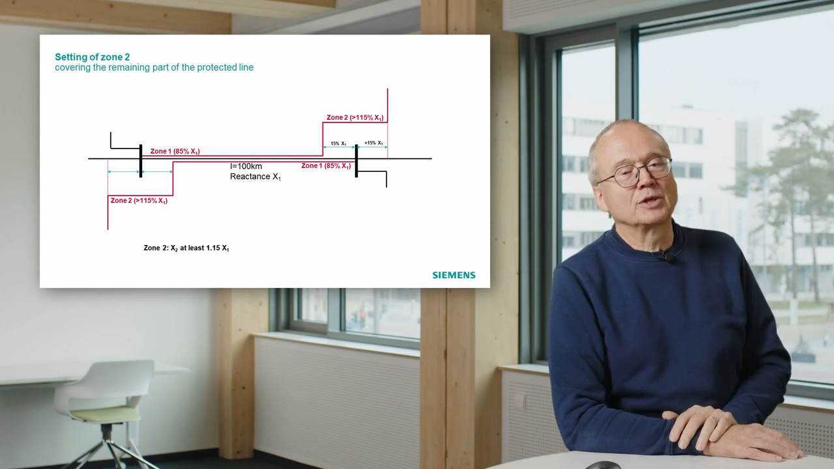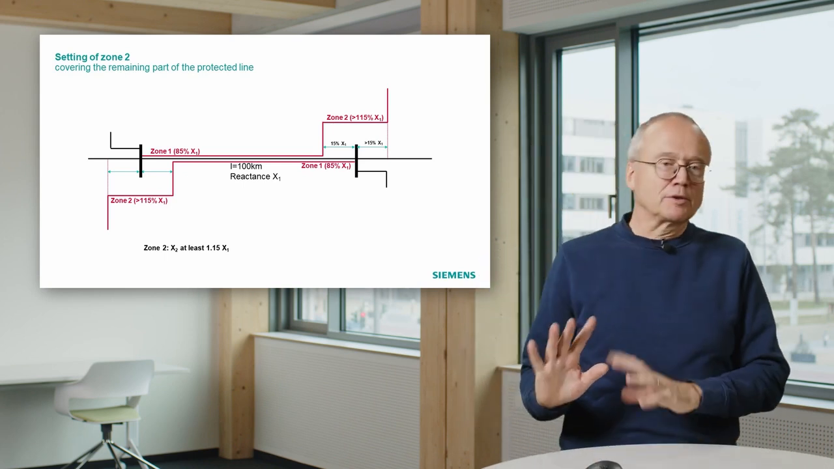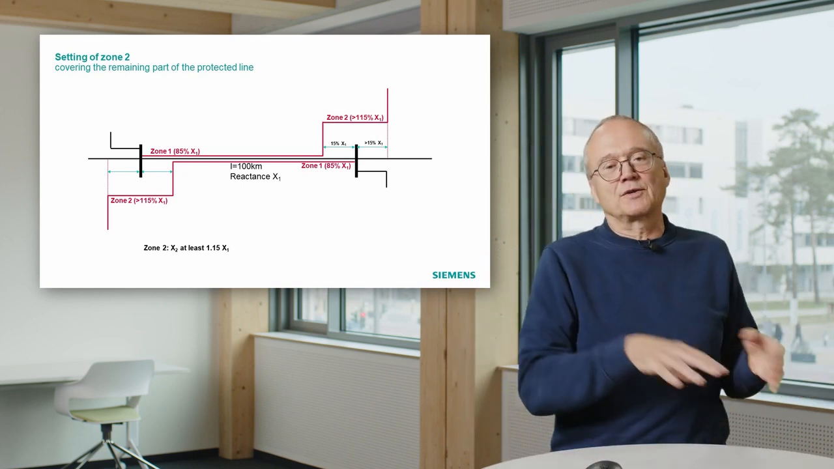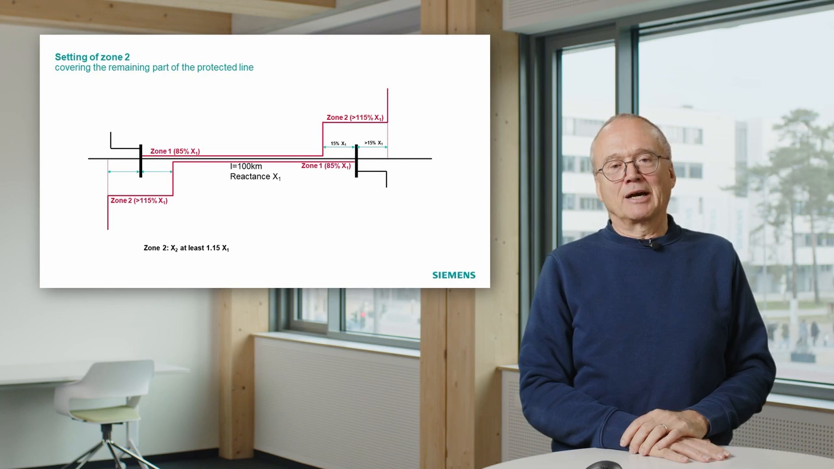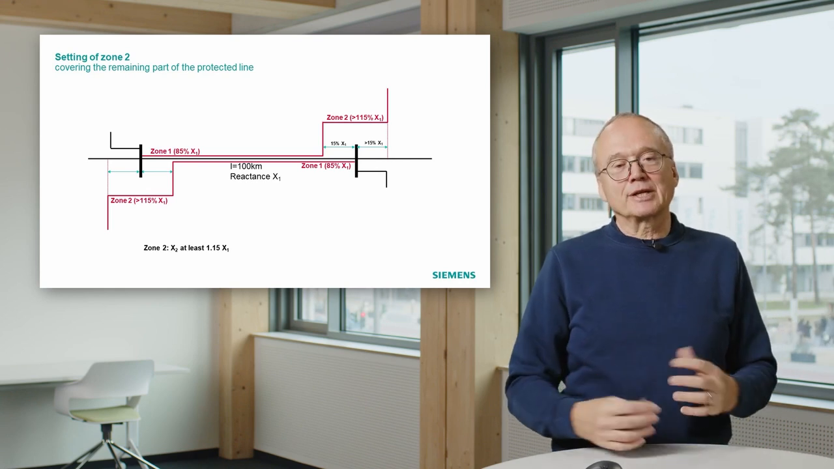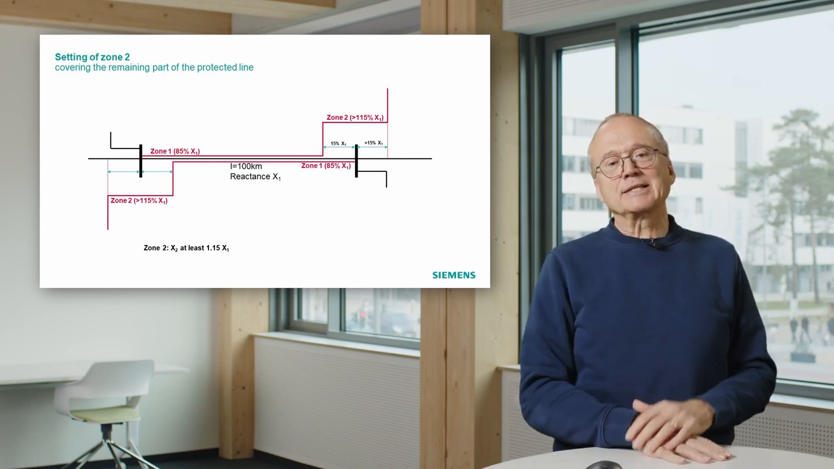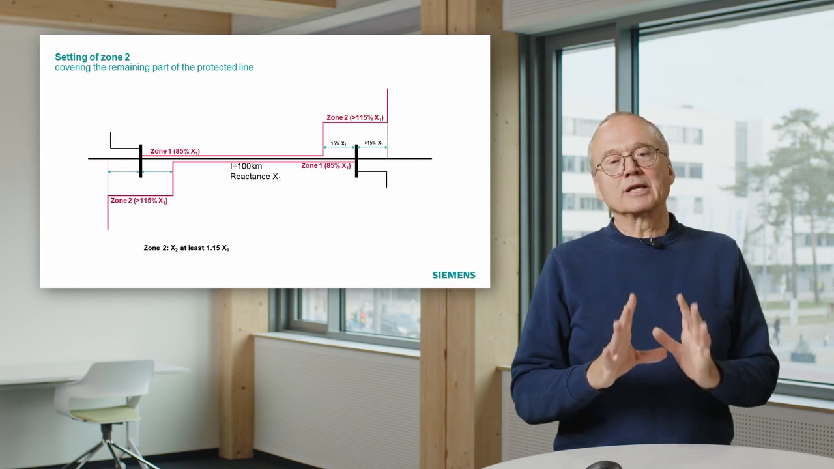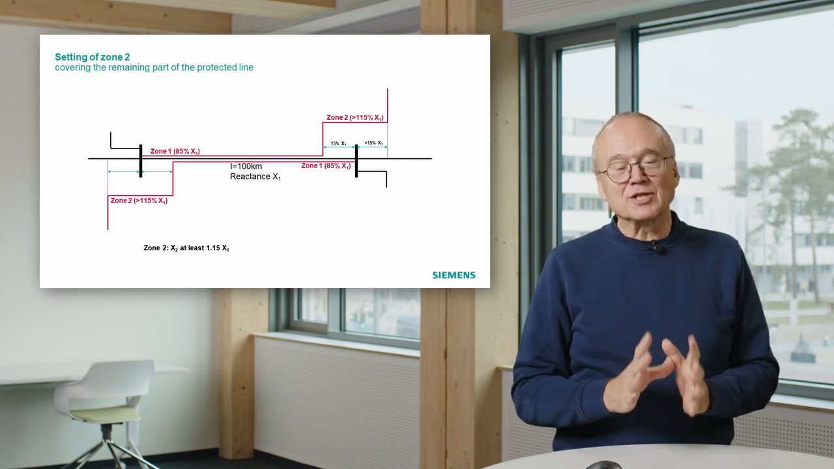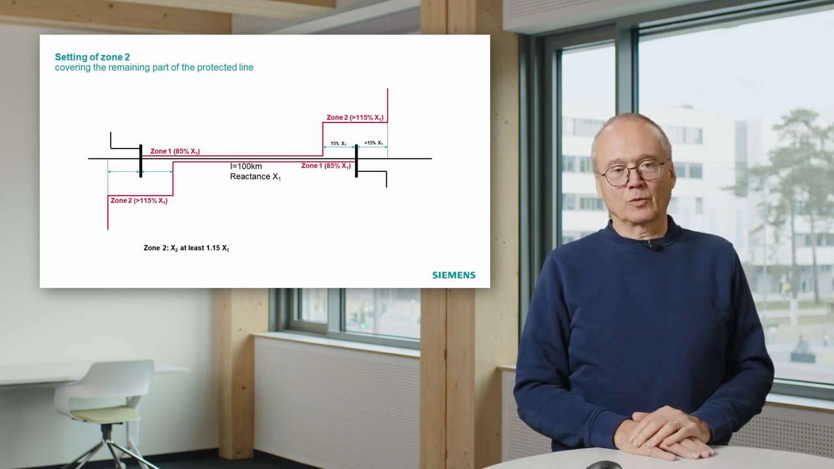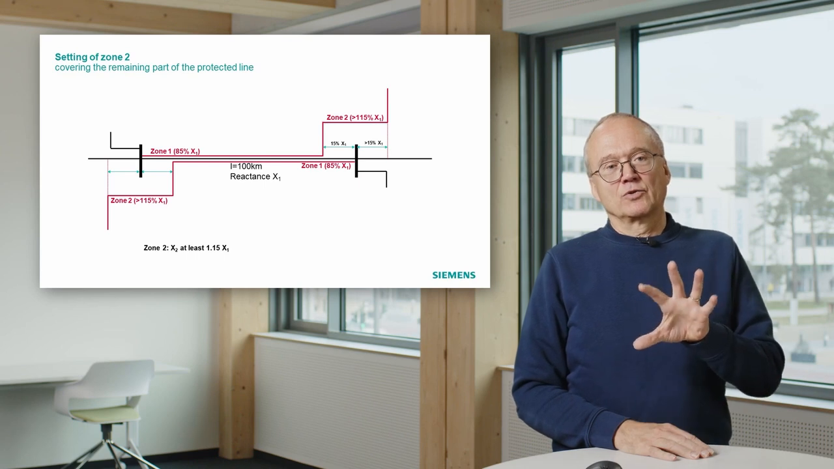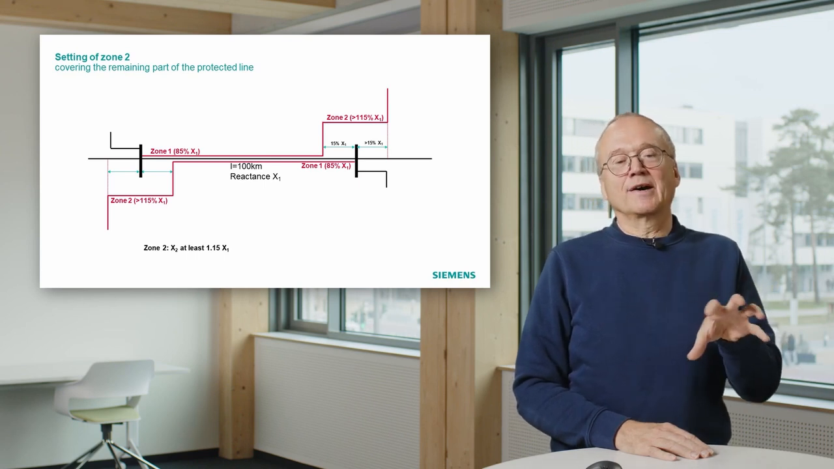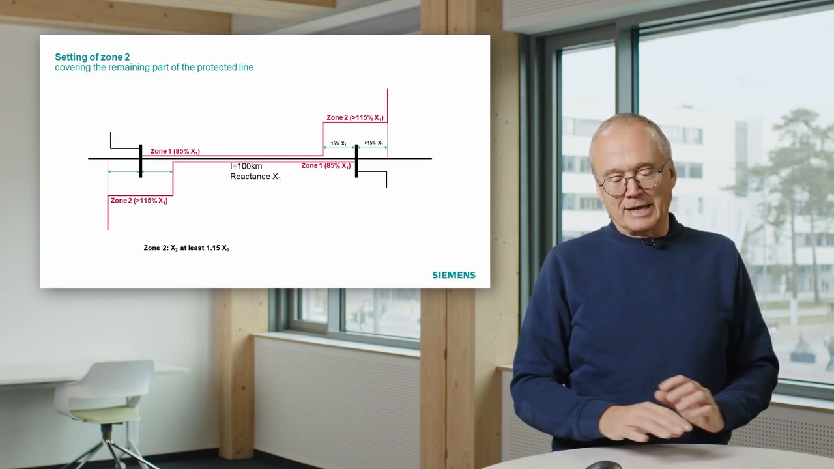In extra high voltage, delayed trip is not acceptable. That means you have to do some more things to bring this time down. That is where teleprotection comes in, but that's a different topic. So here we are at least sure we see this fault in zone 2 and we will trip on that. So that was the purpose, to cover the remaining 15%.